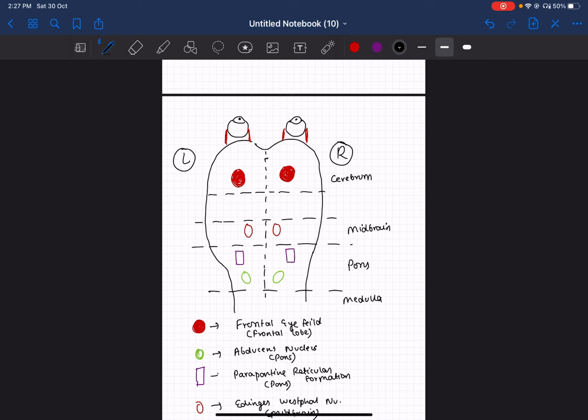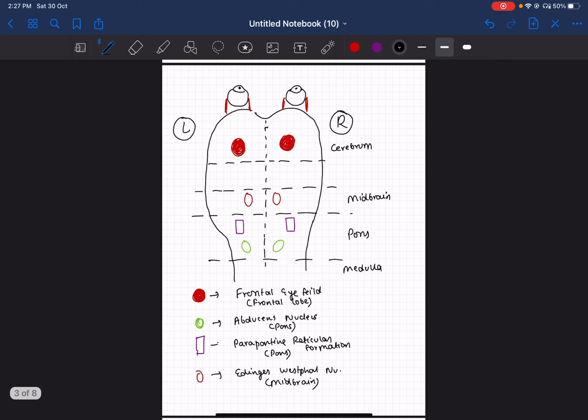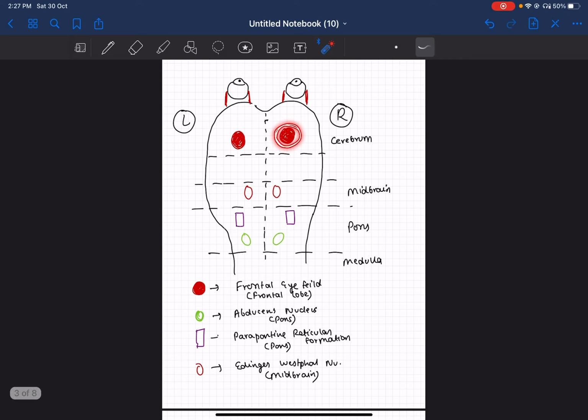Here remember that the frontal eye field pushes the eyes towards the opposite side. So if I talk about the right frontal eye field, then it will push the eyes towards the left side. If I talk about the left frontal eye field, it will push the eyes towards the right side. The PPRF, the parapontine reticular formation, has the exact opposite function to the frontal eye field. It pulls the eyes towards itself. So the right PPRF will pull the eyes towards the right side. The left PPRF will pull the eyes towards the left side.